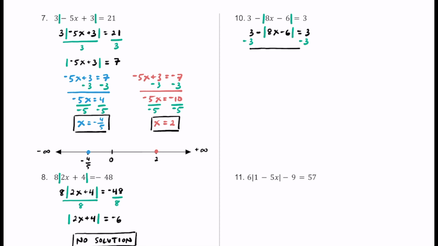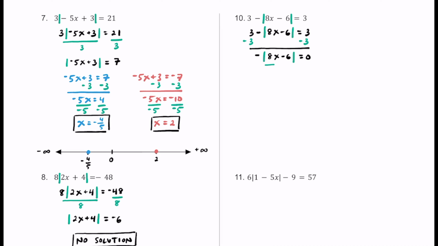So we can get rid of that 3. So 3 minus 3 is 0. And so we're going to be left with negative, and then the absolute value, or the opposite of the absolute value, of 8x minus 6. Okay, so that's what's going to be left on the left side right now. And on the right side, 3 minus 3 is 0.